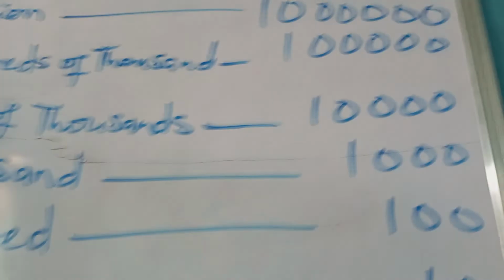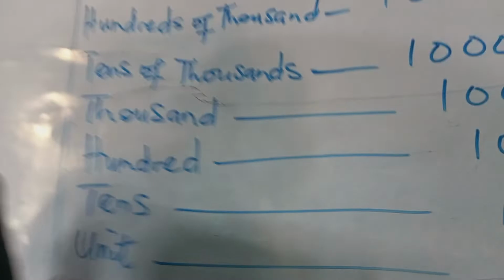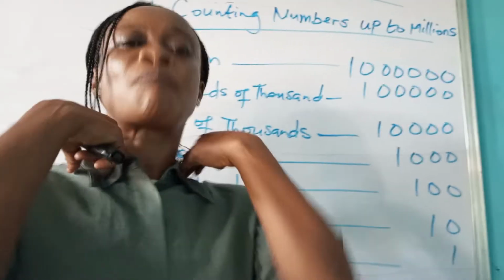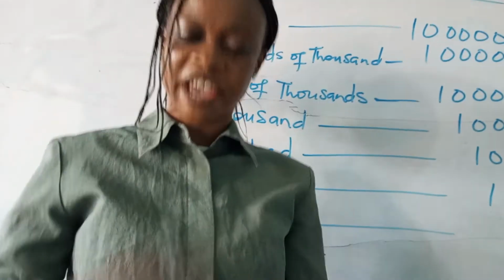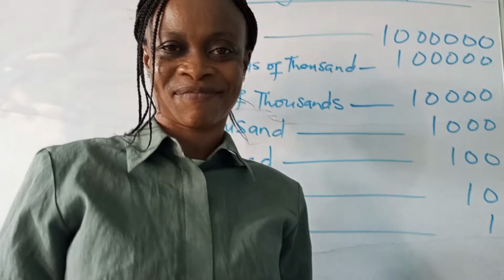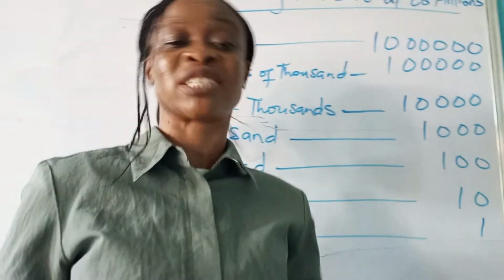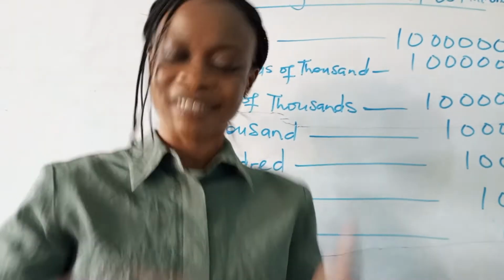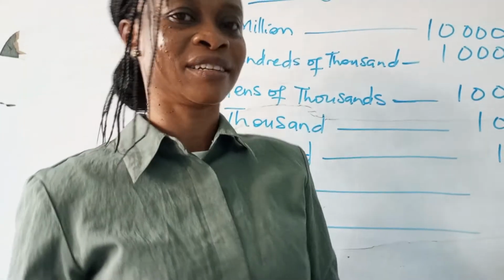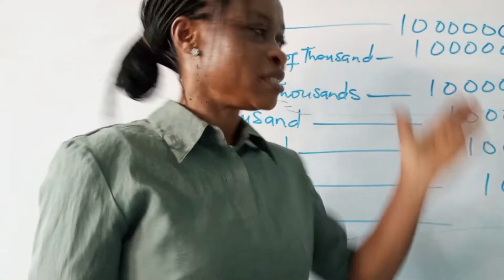So I've been able to make you understand the number of digits that must be found in whole numbers, depending on the one you want to write. You want to write the numbers that fall under hundreds, tens, thousands, tens of thousands, hundreds of thousands, and then millions. These are the number of digits.